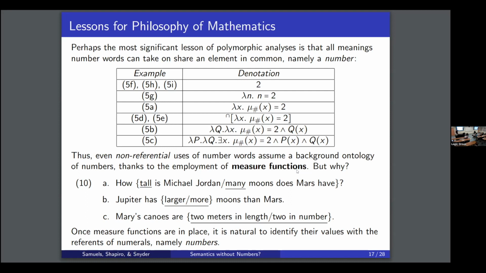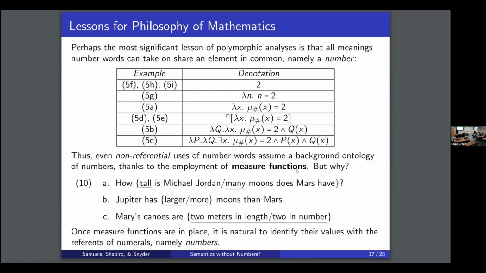Now, why would you think that? Why would you think that these non-referential uses involve measure functions? Well, one very straightforward argument is that the syntax of numerical modification is very similar to the syntax of measure phrases. Those are phrases which explicitly invoke measurement. So, how tall is Michael Jordan? Call it a degree question because it involves a degree of height. How many moons does Mars have? Again, that's a degree question. It's asking about the cardinality in this case.